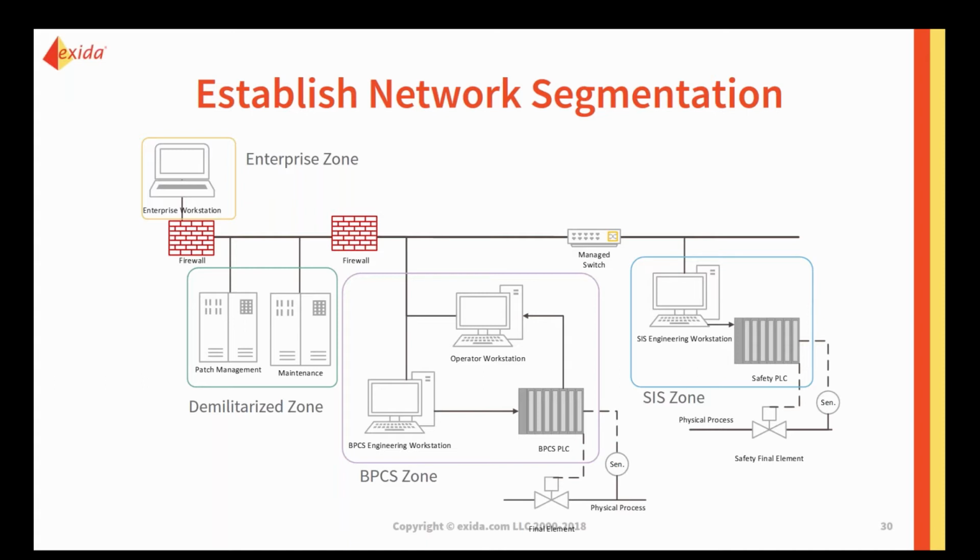An important thing to note on this diagram is that the segmentation can be provided either by a firewall, as we see between the enterprise network and our demilitarized zone, or, as is the case between the CIS zone and the BPCS zone, sometimes a managed switch can be used. This allows you to specifically route what traffic is allowed to travel between devices without using a firewall, which can be a good option for the control level side of things. And when we move to looking at this in exSILentia, we'll be able to see how we model each of these devices together.